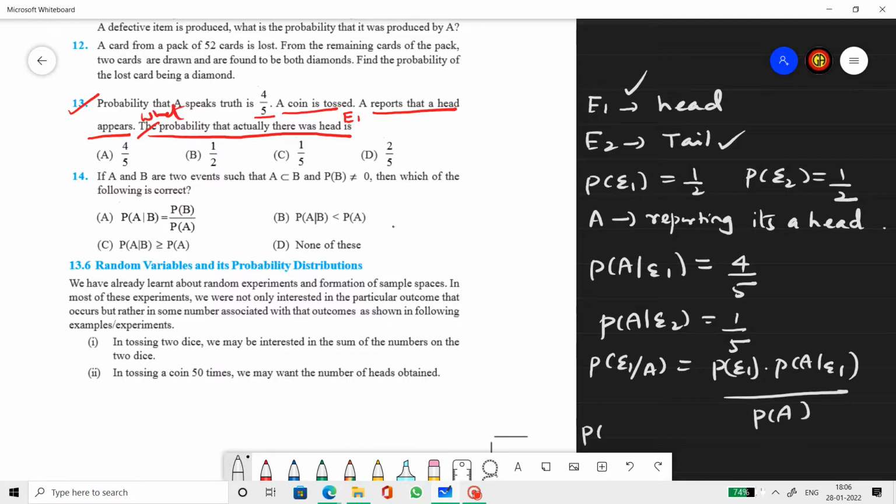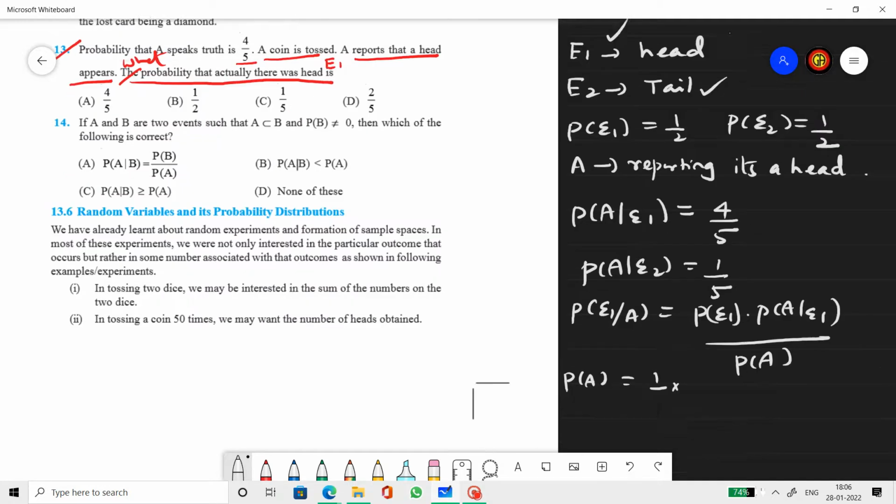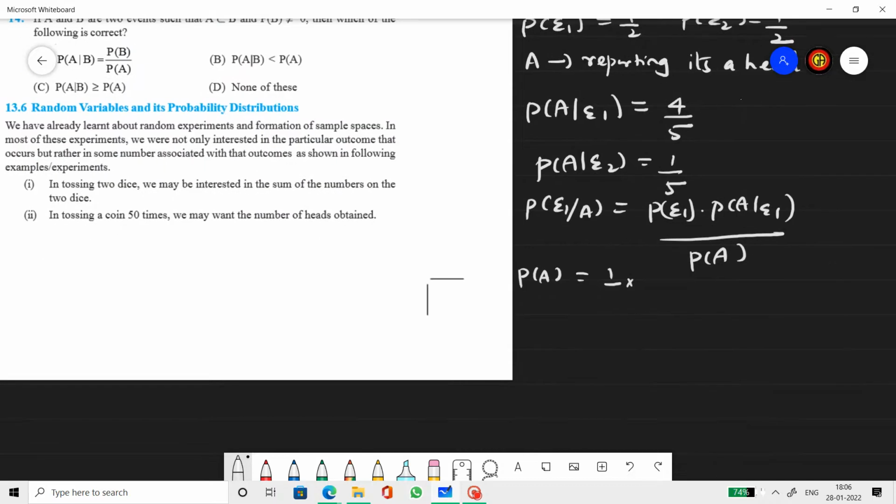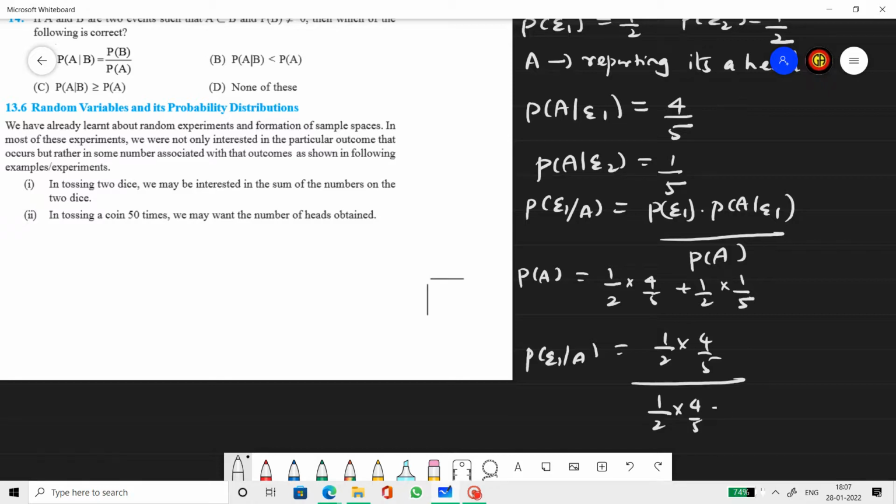So we first have to find the total probability, which is 1 by 2 into 4 by 5 plus 1 by 2 into 1 by 5. And then the numerator will be P of E1 given A will be 1 by 2 into 4 by 5 divided by 1 by 2 into 4 by 5 plus 1 by 2 into 1 by 5.